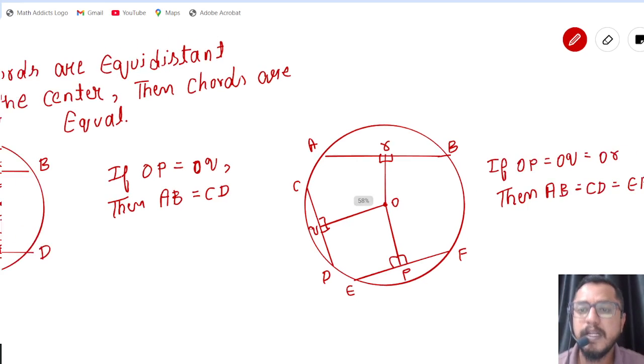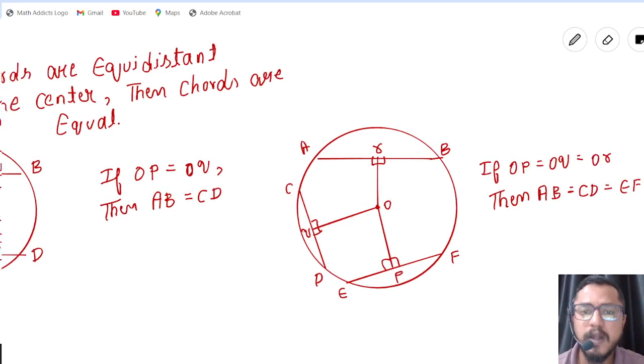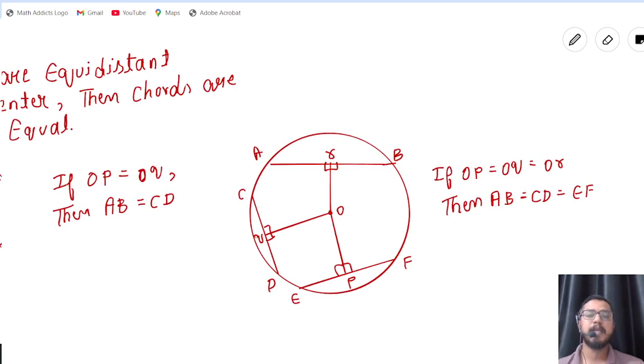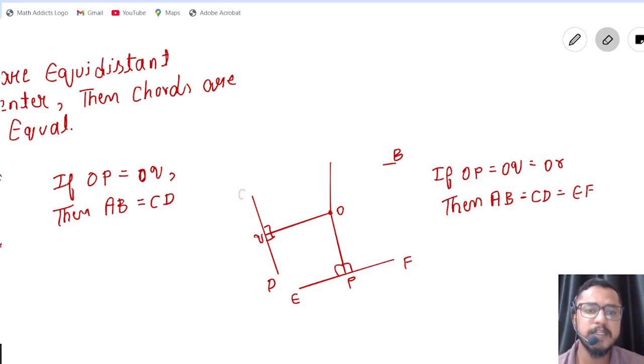Understood? Don't restrict yourself only to two chords, because the theorem is applicable for even two or more chords. So you have to pay attention to the concept rather than mugging up. Now if you have made a note, I'll erase this one. Let us move on to the proof of the theorem.